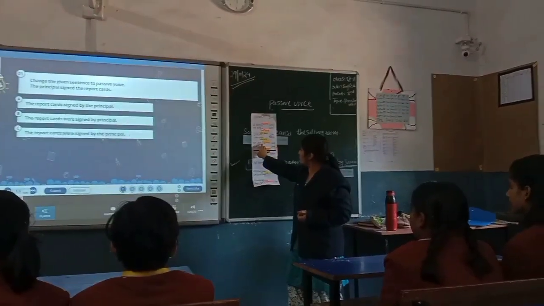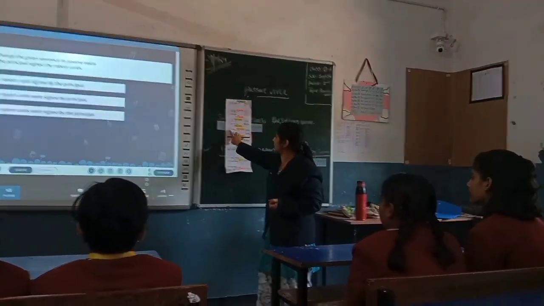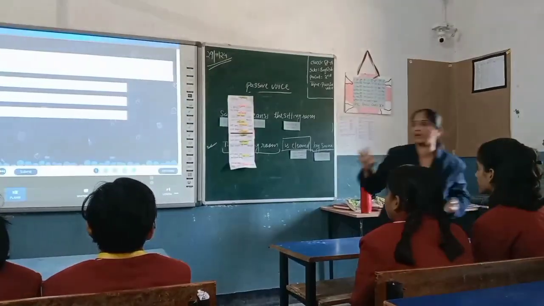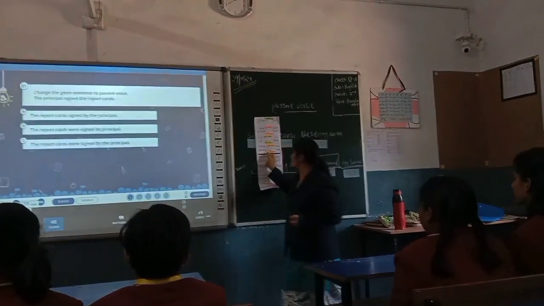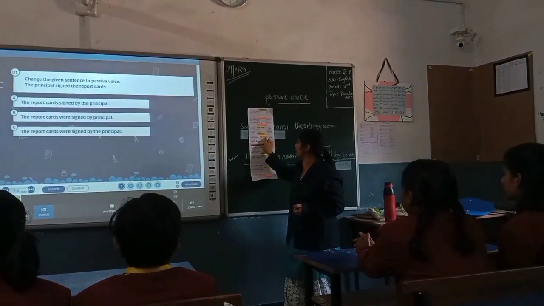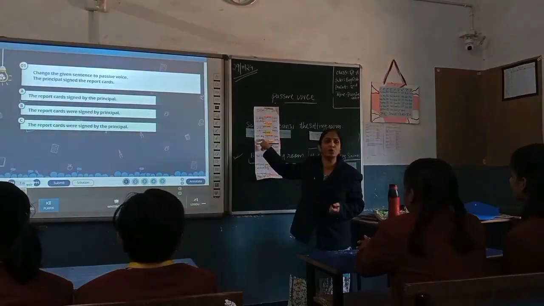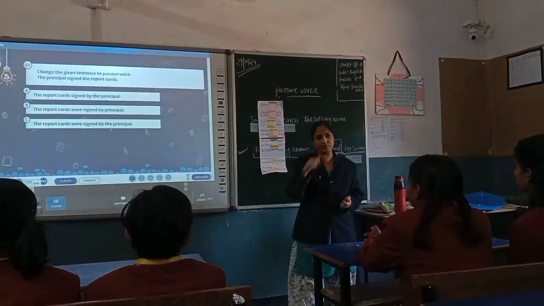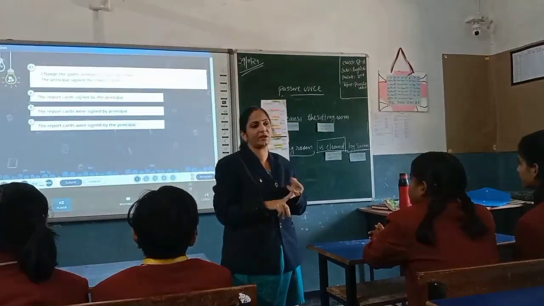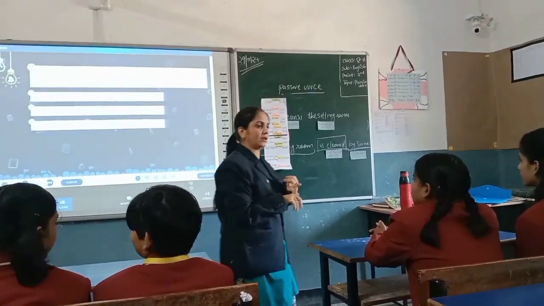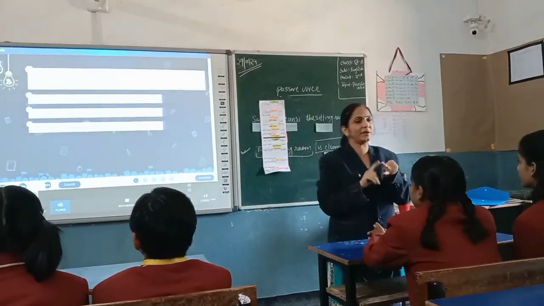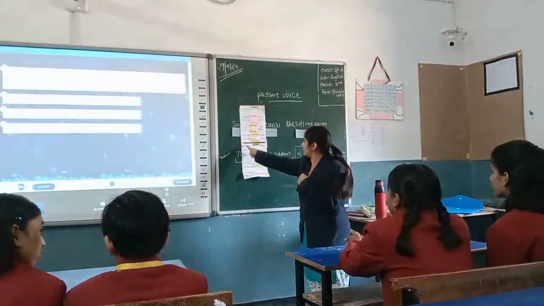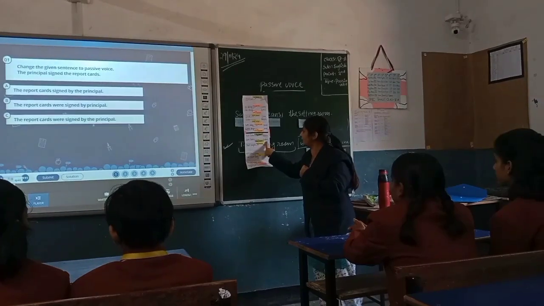Now next, was doing, were doing. If this type of formation is in your active sentences, then in the passive sentence you will change to was being or were being and the V3 form of the verb, doing or done. The next one is has taken. This is your present perfect tense. Has taken, have taken will be changed into have been taken or has been taken.